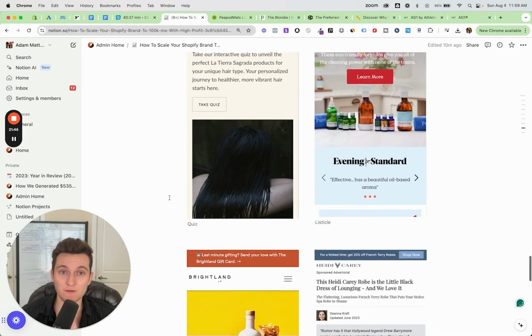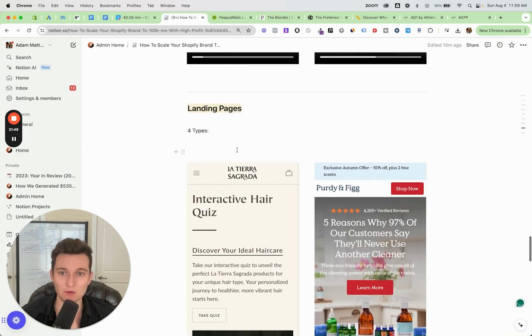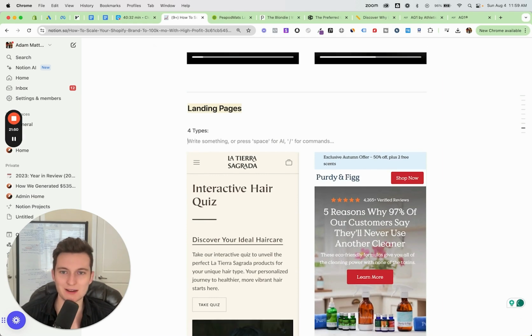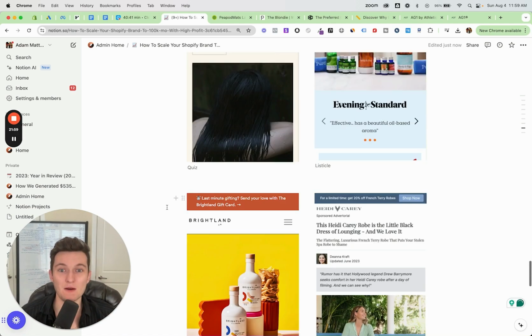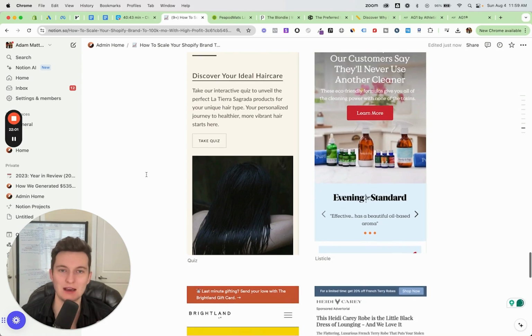So these are the four different types of landing pages. And the way I view landing pages is almost like ads. You don't want to just test one landing page. That'd be like testing one ad and saying, oh, it didn't work. Well, no, you've got to test multiple. You've got to try different styles. And also you can pair them with your winning ads.